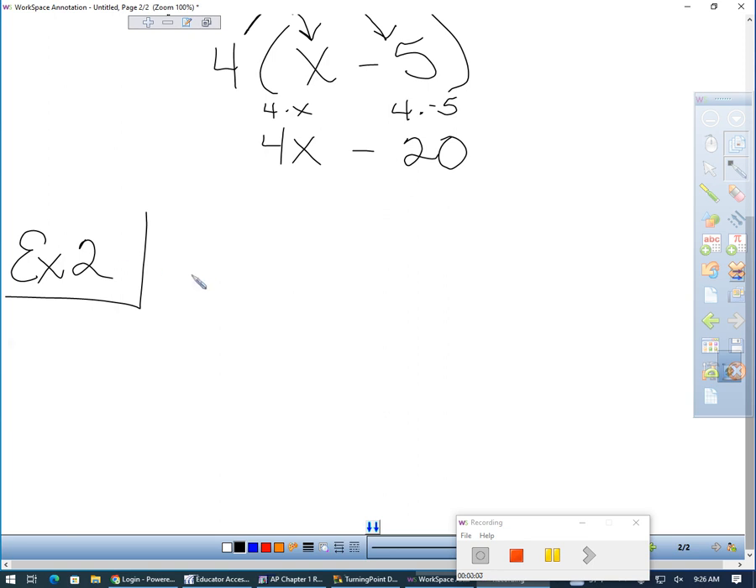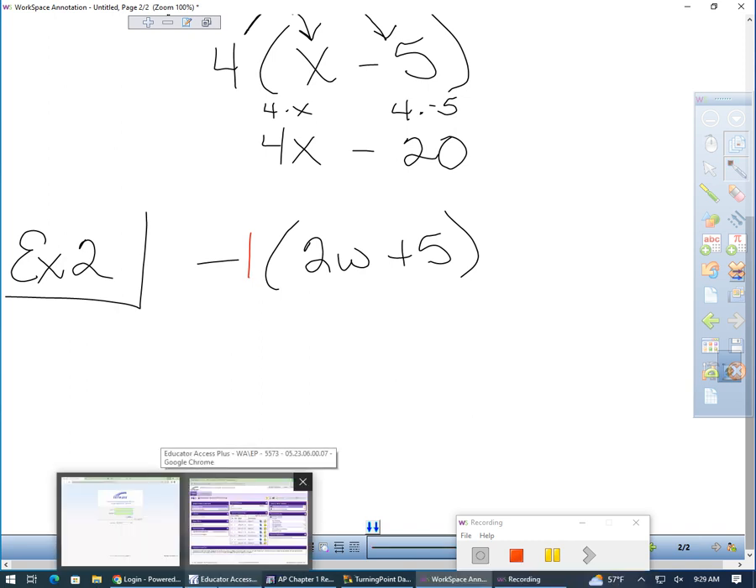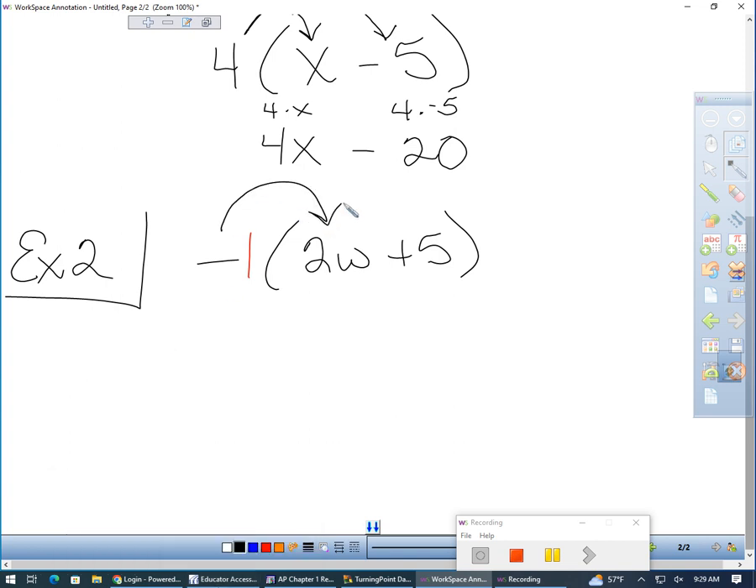All right, so how about something that looks like this? What if I just had a negative outside of the parenthesis? Very good. When you just have a negative sign, there is a magical, wonderful 1 that actually is there. So this is really going to be distributing a negative 1 through the parenthesis. 1 is magical. It's always hanging out. So negative 1 times 2w is going to be negative 2w. And then negative 1 times 5 is negative 5.